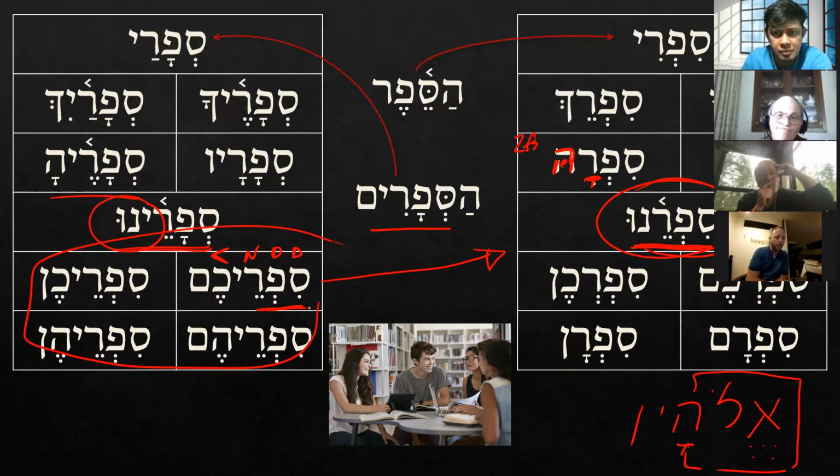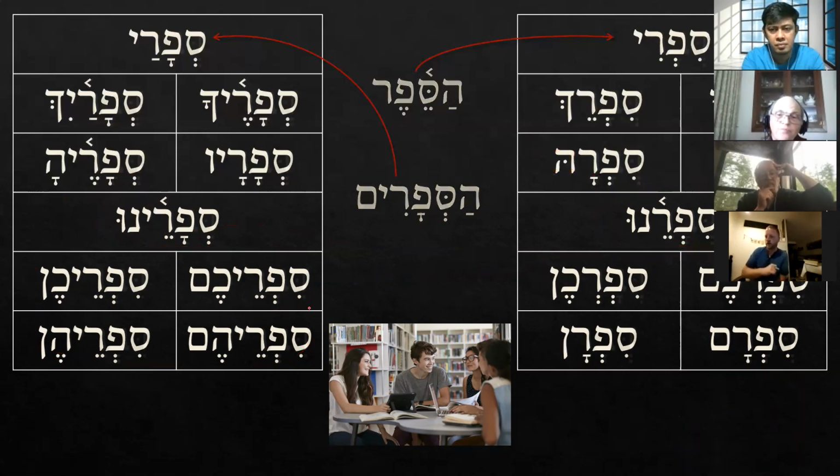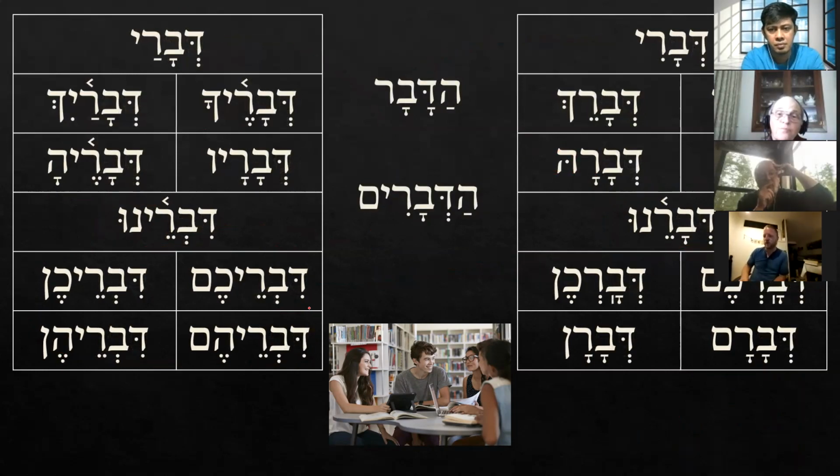Sifrechem, your books. Sifrechen, your books to women. Sifrechem, your books, or their books when you're talking about a group of people. And Sifrechen. Okay, so we covered all of those. Let's look at the same thing with the word davar. This should be a lot easier because we've already covered Sefer, now we're going into Davar.